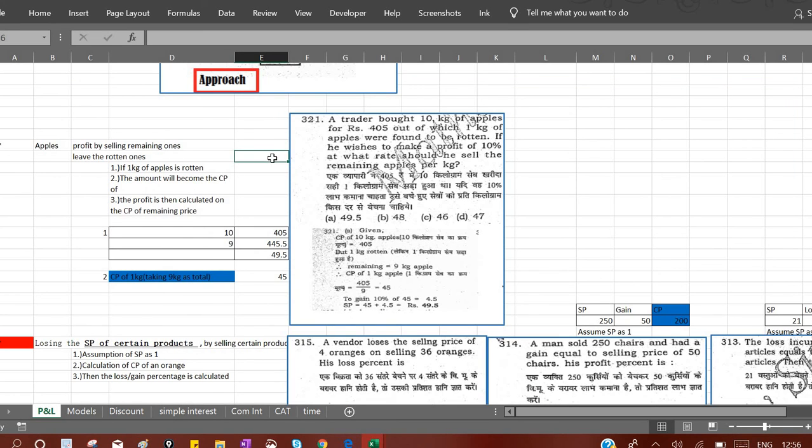So this is how we can approach this problem as well. This is a simple question with a simple logic. 10 kgs of apples cost 405 and 1 kg is rotten. So for the rest, in order to gain 10% on each, we have to find the cost price of each apple, and to gain 10% on this you have to add 10% and find the SP.